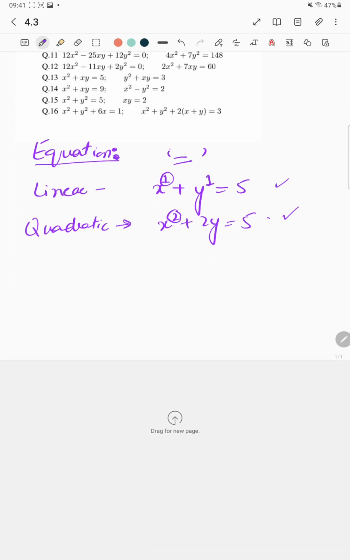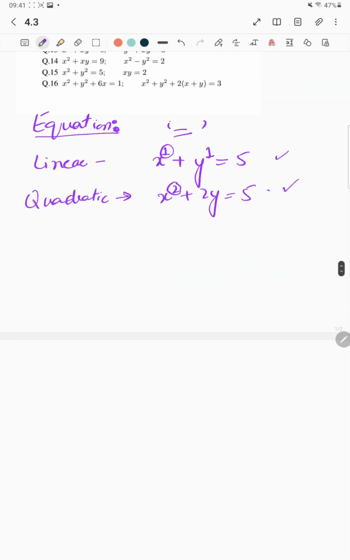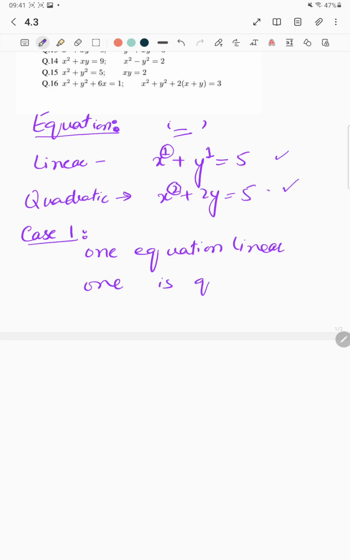Now, we have several cases in solving simultaneous equations. Case number 1: we will always have two equations when we are asked to solve simultaneous equations. If one equation is linear and one is quadratic, how to solve?